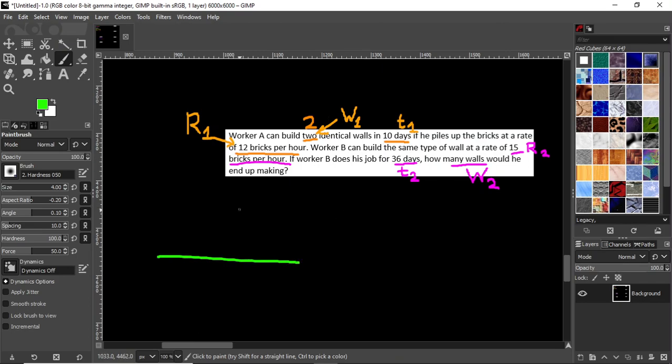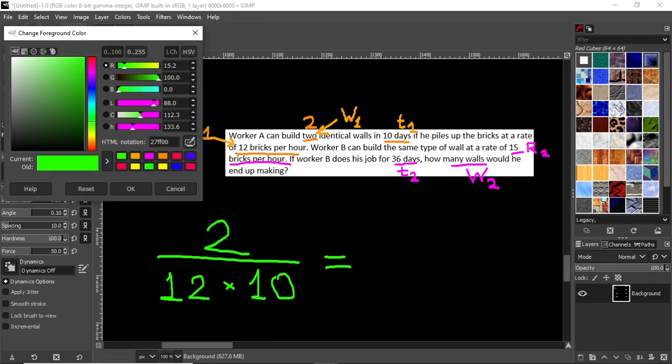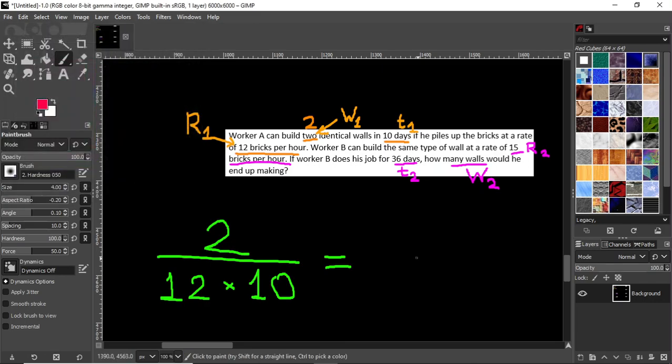So we have W1 divided by R1 T1. So 2 divided by R1, 12, into T1, 10. This is going to be the same as W2, which we don't know, divided by R2 into T2, which is 36.